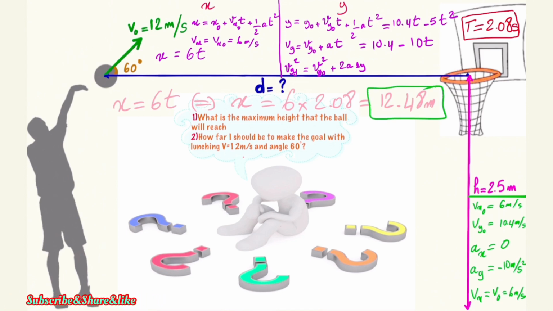So if you are forced to shoot this ball at a speed of 12 meters per second and at an angle of 60 degrees, if you want to make it, it is better that you be at this distance from the basket. Otherwise you will shoot it far away or never arrive at the basket.